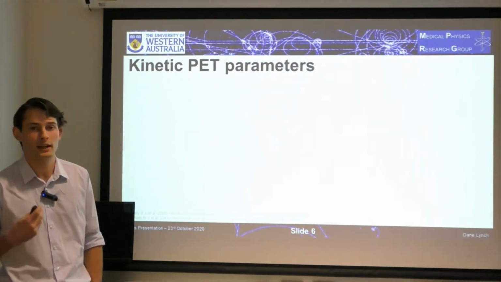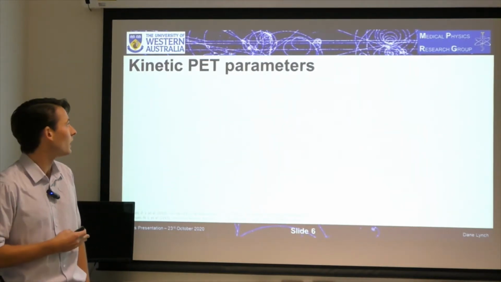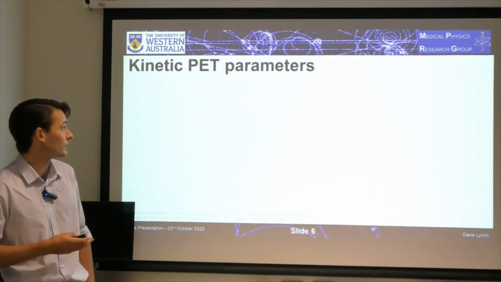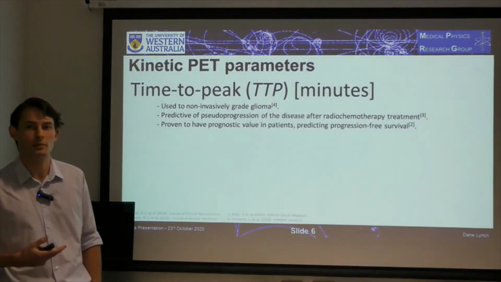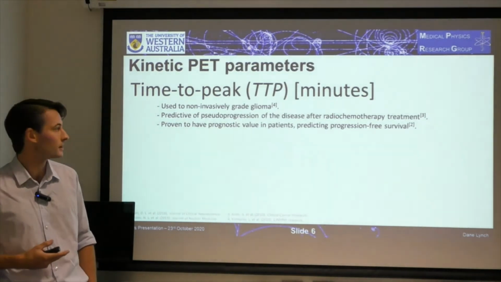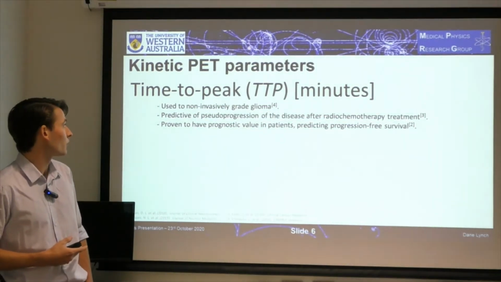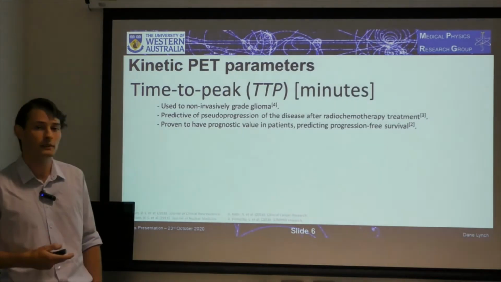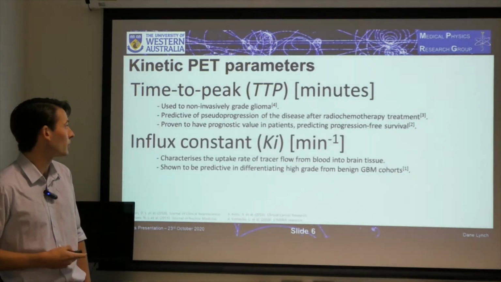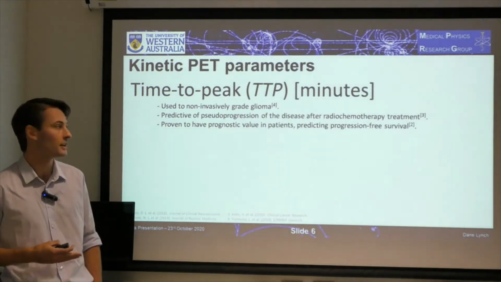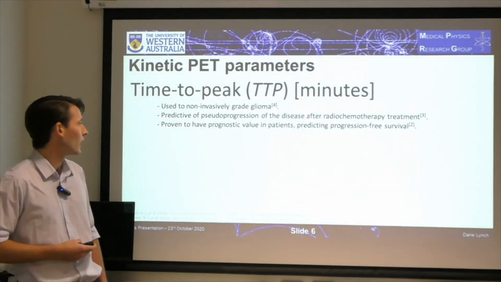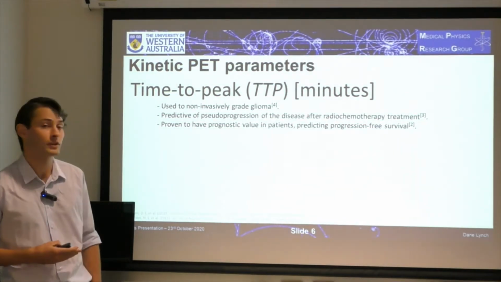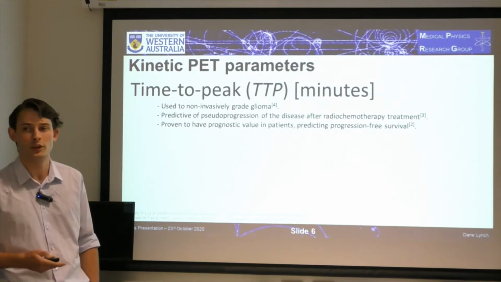There were 3 kinetic PET parameters which were evaluated within this data set. The first PET parameter which we calculated was the time to peak in units of minutes. The literature has shown that time to peak can non-invasively grade glioma. It has also been predictive of pseudo-progression of the disease following radiochemotherapy treatment, and it has been proven to have prognostic value in patients, predicting progression-free survival.